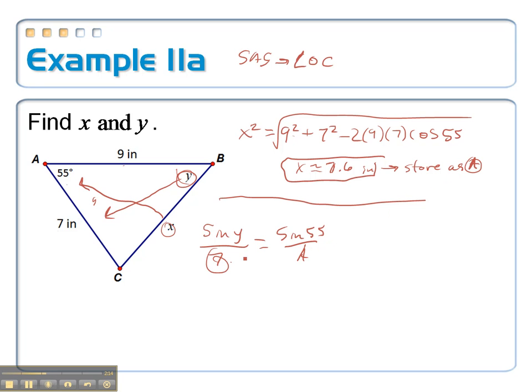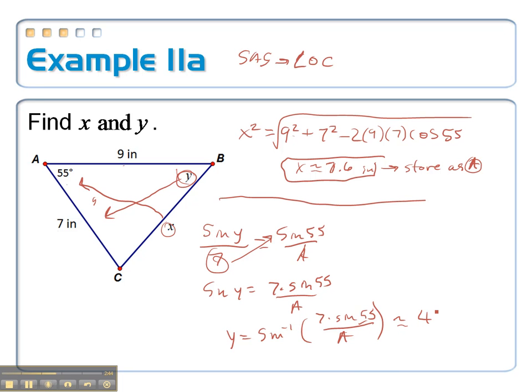Let's multiply the 7 up to the top. So the sine of y equals 7 times sine 55 over a. To find y, I'm just going to take the inverse sine. This whole mess, 7 times sine 55 over a, whatever I stored as a, punch that into the calculator, and I get y is approximately equal to 49.0 degrees.